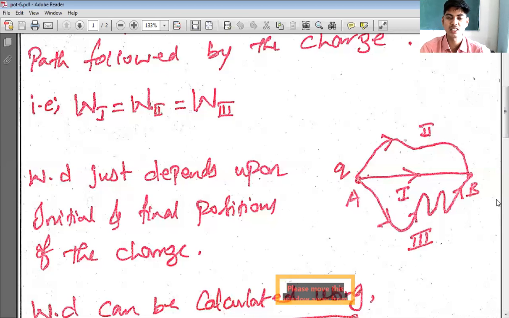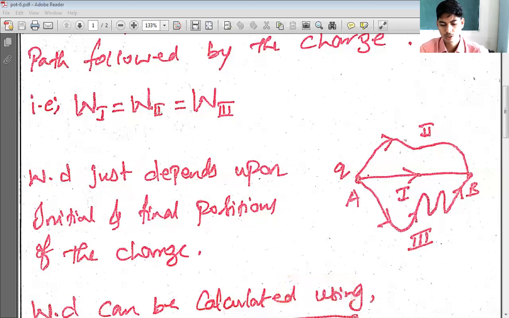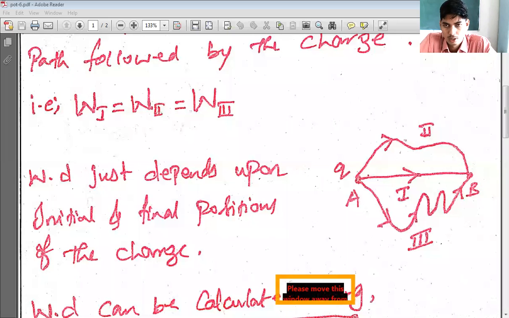So in which path will the work done be greater? In which path the work done in moving the charge will be greater? In which path do we have to do more work? Some may say, in the third path we have to do more amount of work. But that's not true. Work done is independent of the path followed.